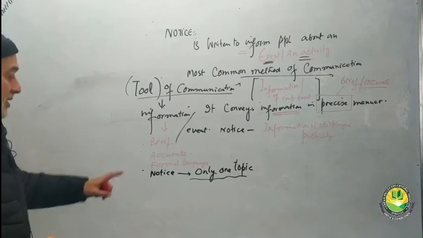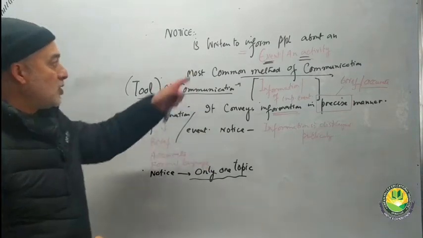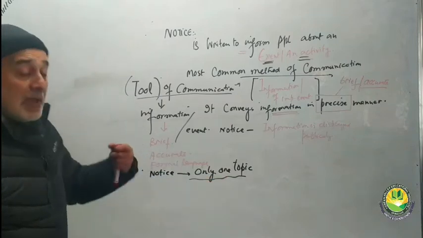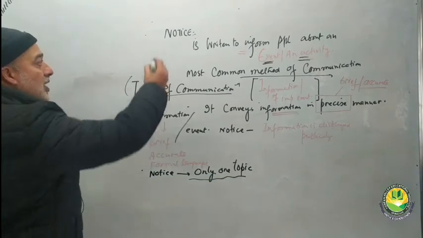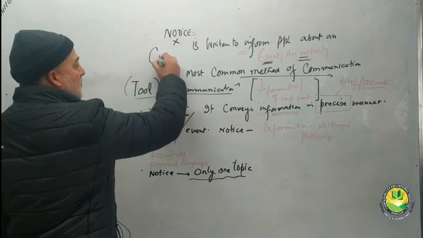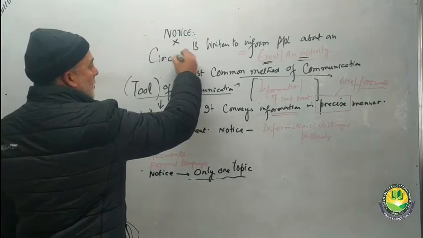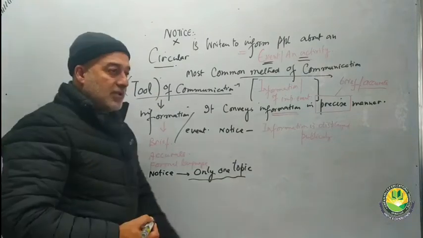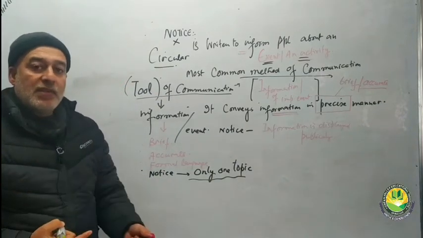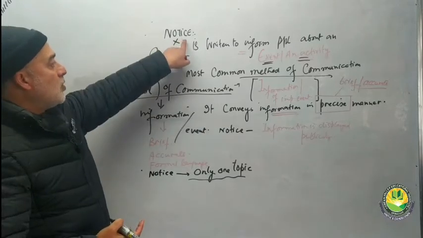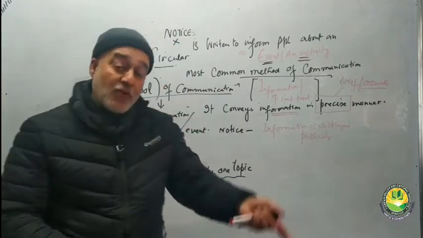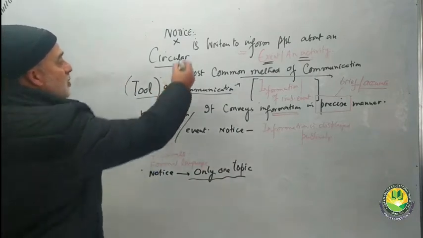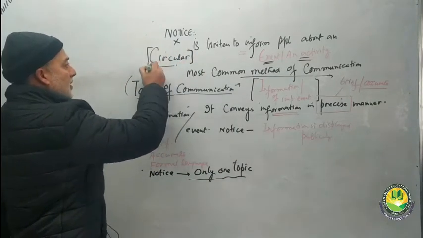You cannot discuss many topics in a note. It only discusses one topic. If you have many topics to discuss, you can replace the note with a circular. So the question is, if you have to discuss one event, you need to rely on a note. If you have more than one piece of information to be given publicly, then you need to rely on a circular.